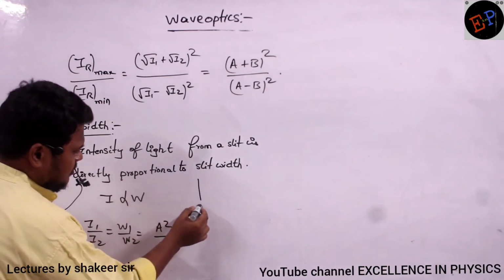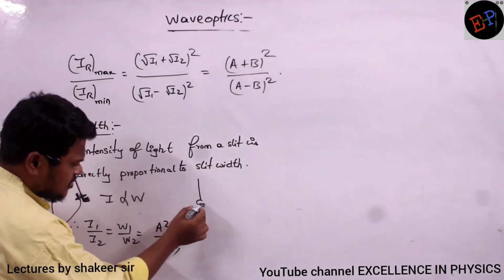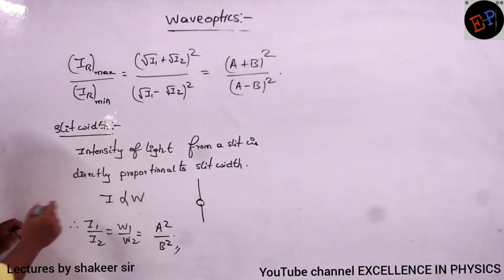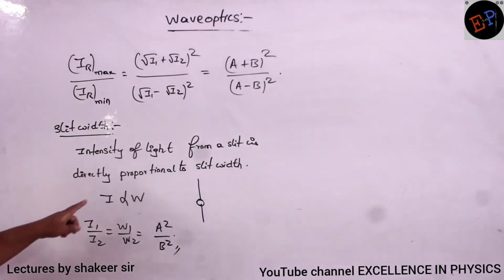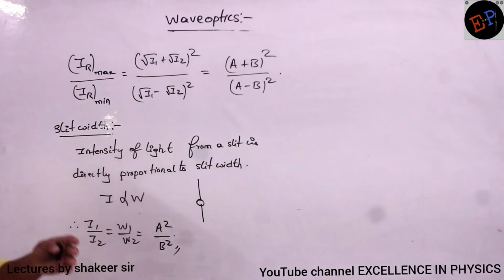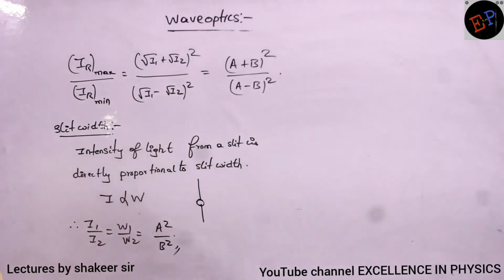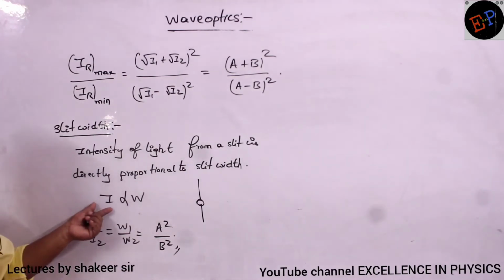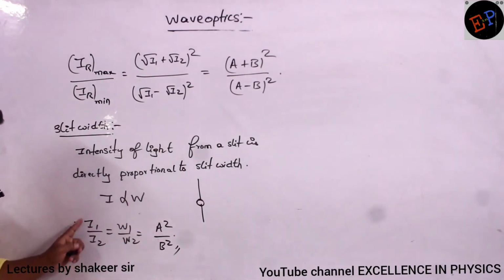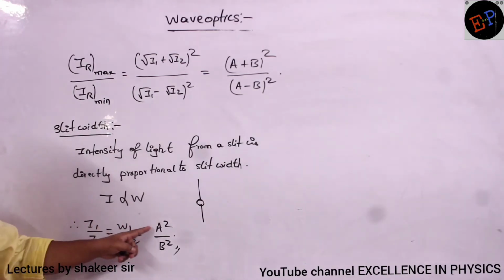See, on the screen we make slits, holes, so depending on their width or diameter, the intensity depends. Intensity is directly proportional to width. If width increases, more light will enter and the screen will be brighter. So I1 by I2 is equal to W1 by W2, and intensity is directly proportional to amplitude square.